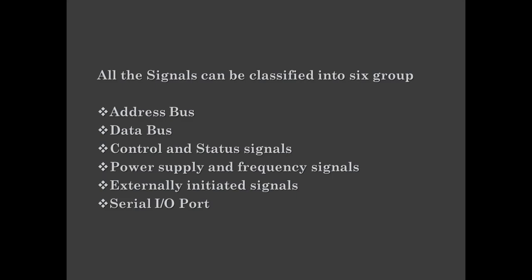All the signals in a 8085 microprocessor can be classified into 6 groups, that is address bus, data bus, control and status signals, power supply and frequency signals, externally initiated signals and serial input-output port.